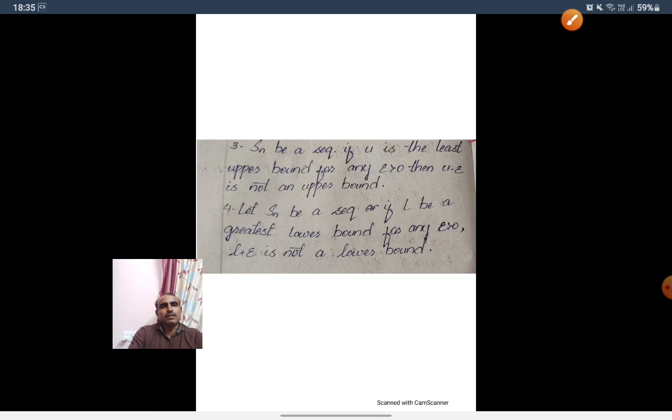In the same way, let Sn be a sequence. If L is the greatest lower bound, that is nothing but the infimum, then for epsilon greater than 0, L plus epsilon is not a lower bound. L is the greatest lower bound, that is the infimum, so there is no other value greater than L which is a lower bound. If it were a lower bound, then L plus epsilon would be the infimum.